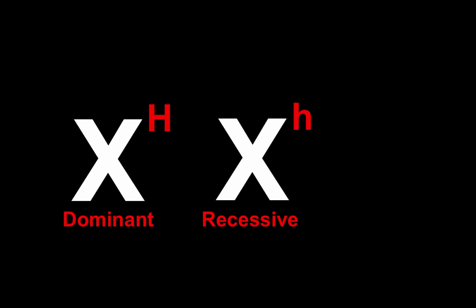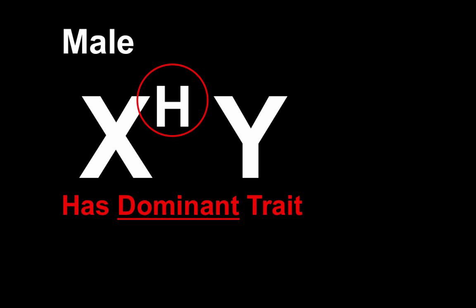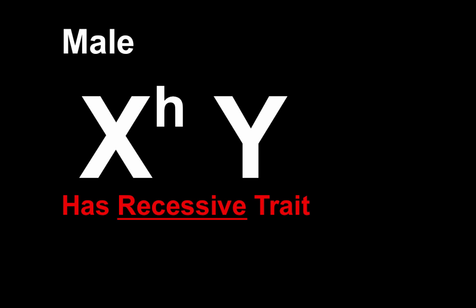Alright, so remember, XY is male, XX is female. Now, in order to write these, we're going to show the X's and the Y's, and then we're going to put the allele above the X. So this would be a dominant, and this would be a recessive. Same way we did it with the regular dominant and recessive. Alright, so in this case, this individual will be a male, because they got the Y, and they would have the dominant trait because they have the uppercase H. This would be a male with the recessive.